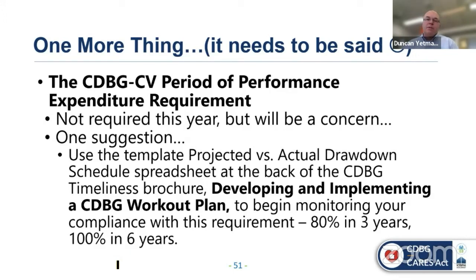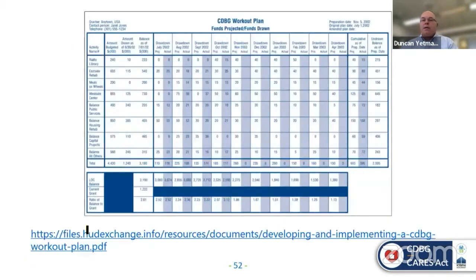This brochure is used for your annual formula program for entitlement grantees. And the spreadsheet is used by those grantees when they implement and submit to HUD a workout plan for how they're going to be timely within the appropriate time frame. You can use that same spreadsheet to show how you're going to meet the expenditure requirements. So we're going to take a few minutes here to just briefly go through this spreadsheet.